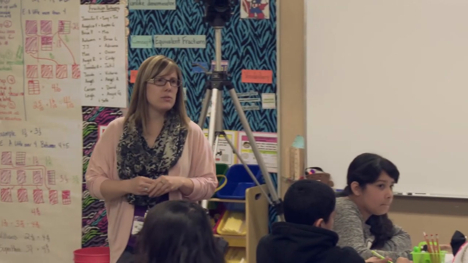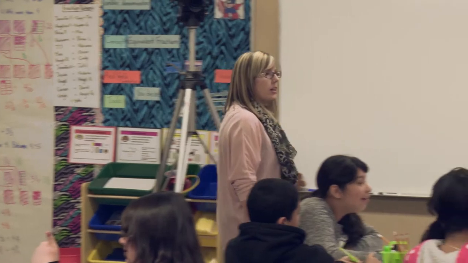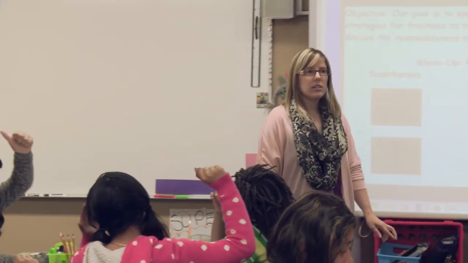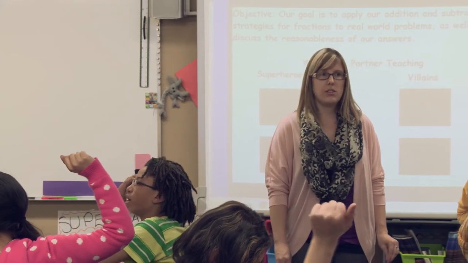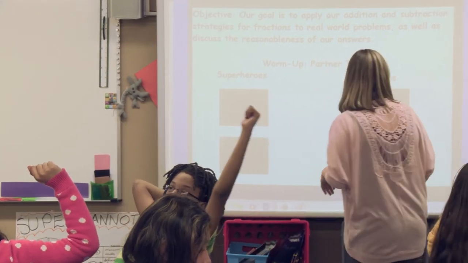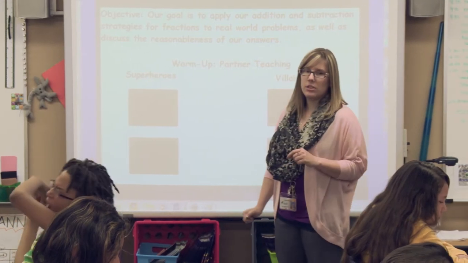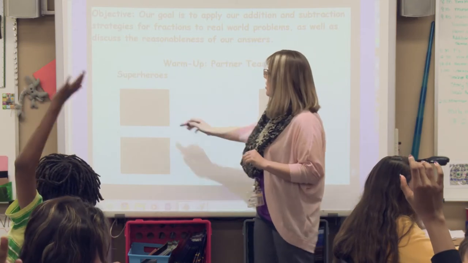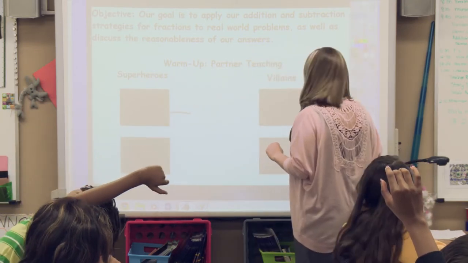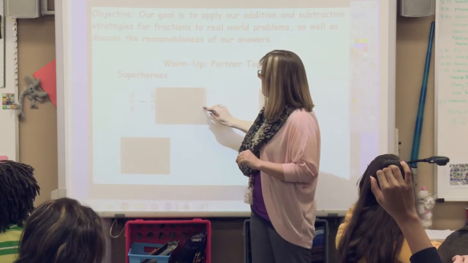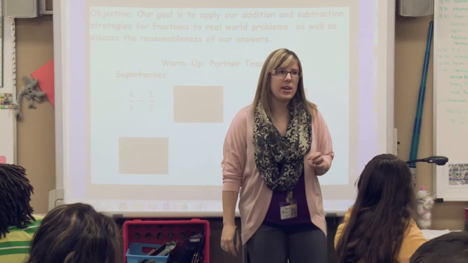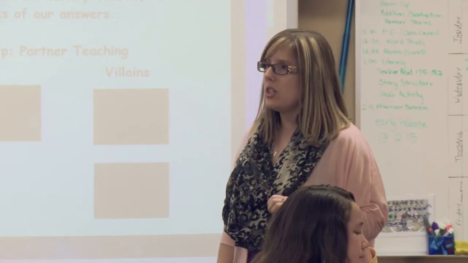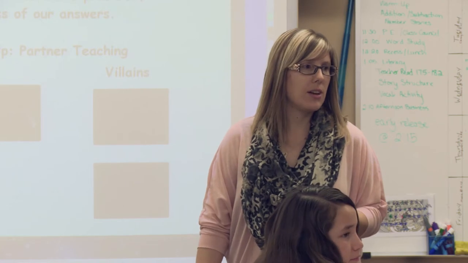Identify who's the superhero, who's the villain. Who's your superhero and who's your villain? Thank you, Oscar. He's showing me he's ready. Thank you, Josiah. We're going to do two teacher-student problems. Superheroes, raise your hand. Superheroes, you are going to teach four thirds minus five sevenths. Superheroes, what are you teaching? Four thirds minus five sevenths.